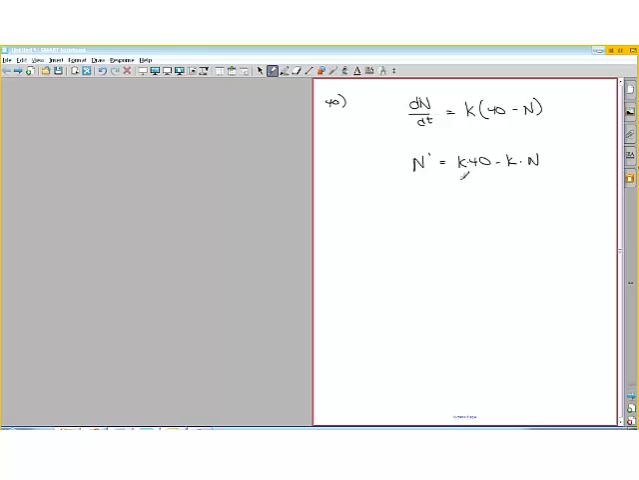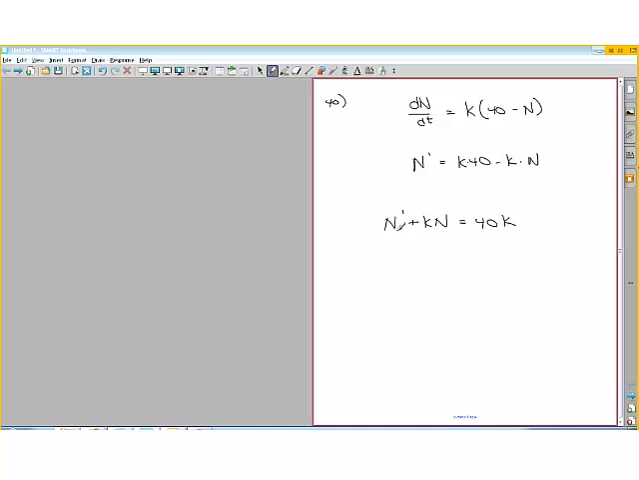And we want to see if we can rearrange this to look like a first order linear differential equation. So if we add KN to both sides, and we keep the other thing, 40K, on the other side, now we have a first order linear differential equation for N. And so we got N prime and a constant. It doesn't have to be a constant, but in this case it is.